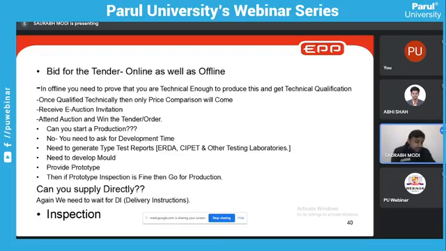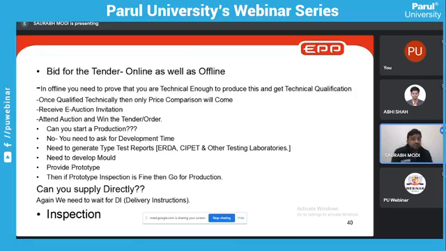Now the main thing: how we can bid for the tender. When you submit your document, in vendor registration you will have to prove that you are technically capable enough to produce this, the technical qualification. Again, it will come with all technical documents, like what machineries we have, what instruments we have, whether they are calibrated till date or not, each and everything. Then once we are technically qualified, the price portion will come.